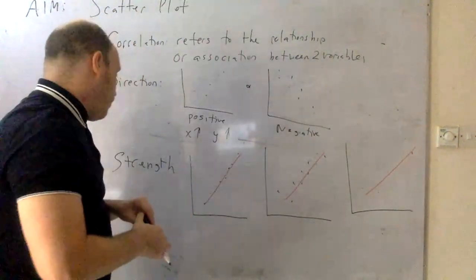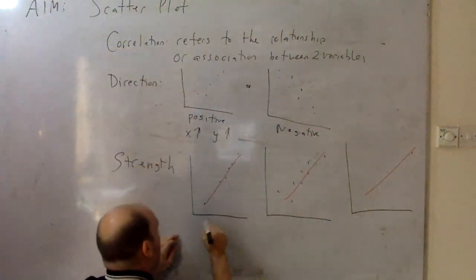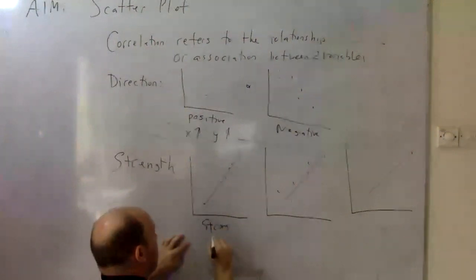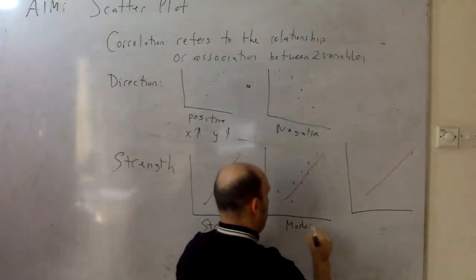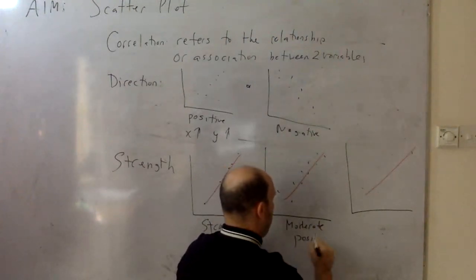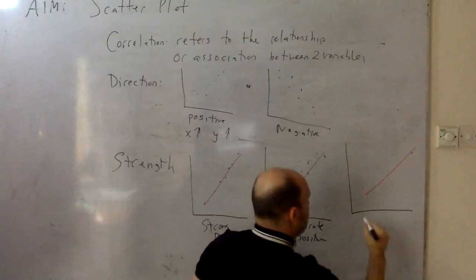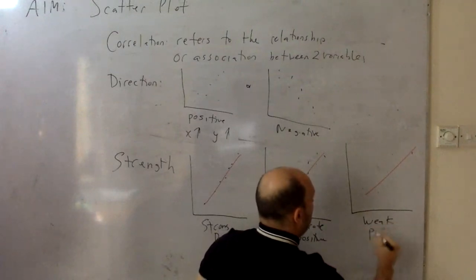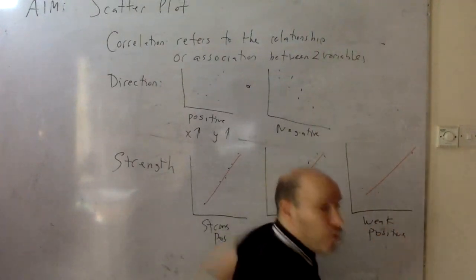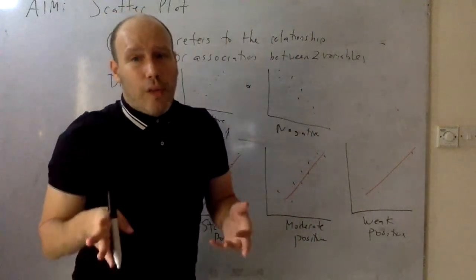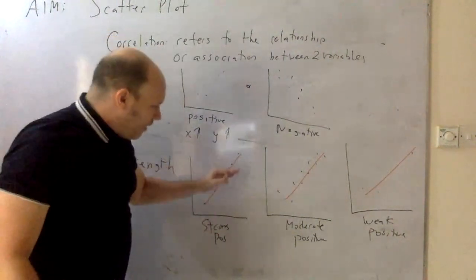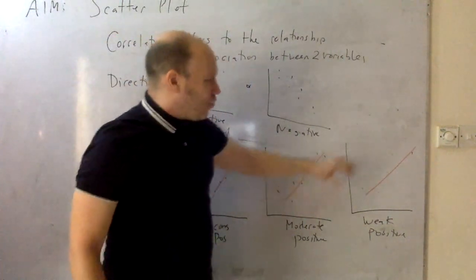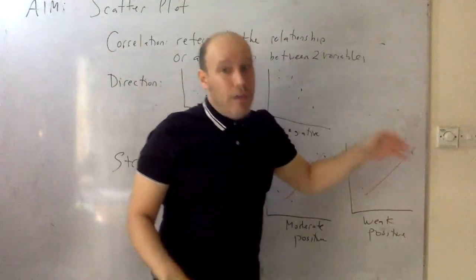So the idea is with the strength. This is going to be strong and positive. This is going to be moderate and positive. And this last relation is going to be considered weak and positive. In all three cases, as X increases, Y increases, but it's really strong here, it's kind of moderate here, and it's really a weak relationship.